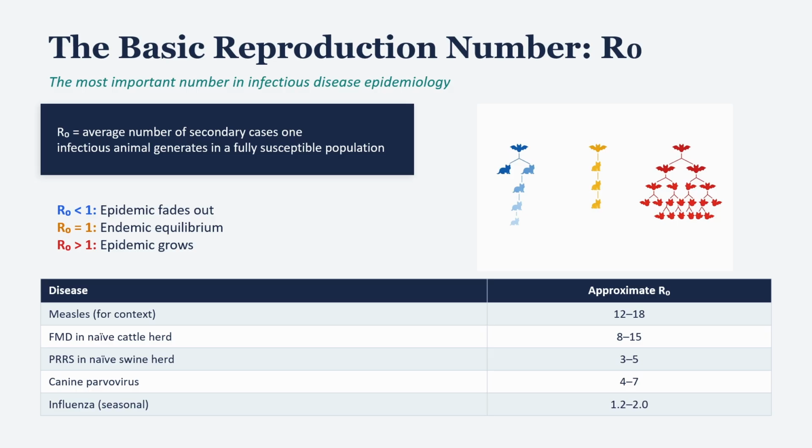PRRS in a naïve swine herd has R0 of 3 to 5, still well above 1, still capable of rapid spread, but somewhat more controllable. Seasonal influenza, by contrast, has an R0 of around 1.2 to 2, above 1, which is why it sustains itself each season, but low enough that moderate vaccination coverage can substantially reduce transmission.